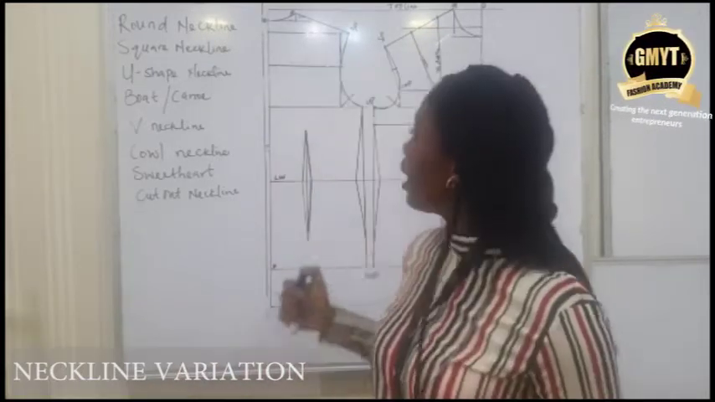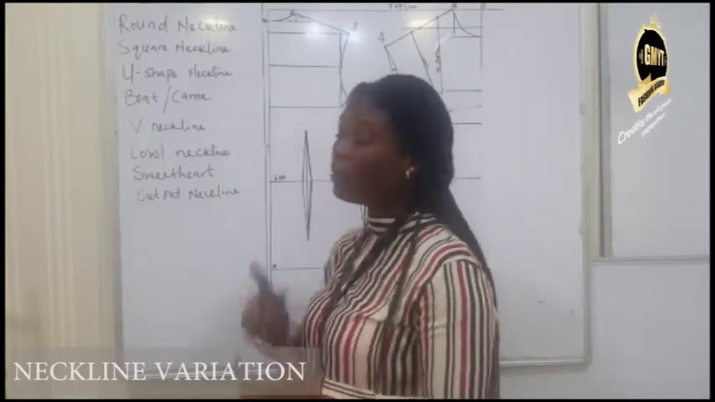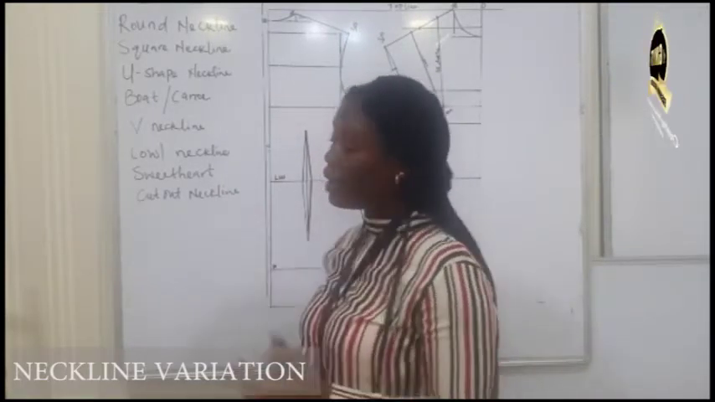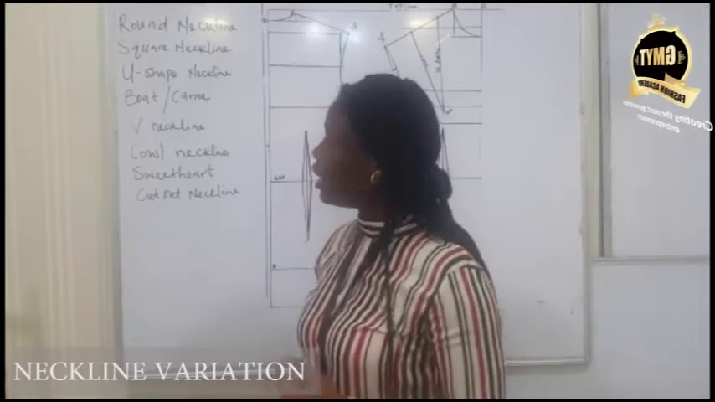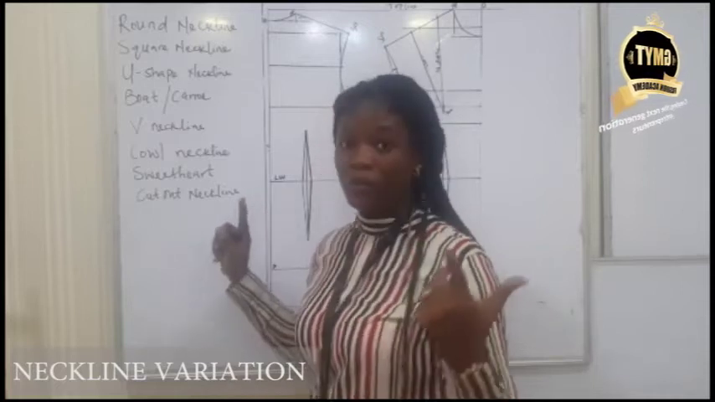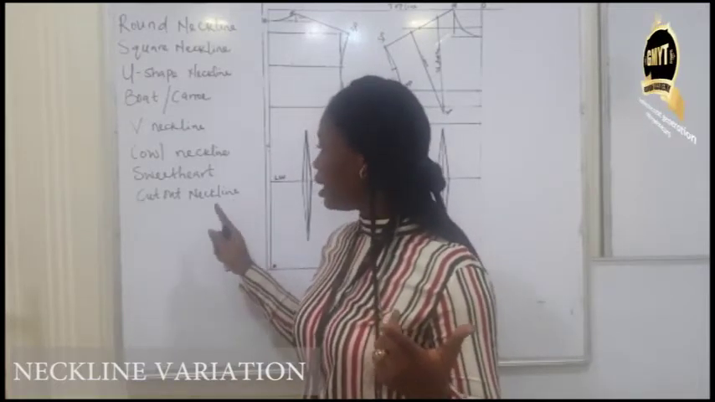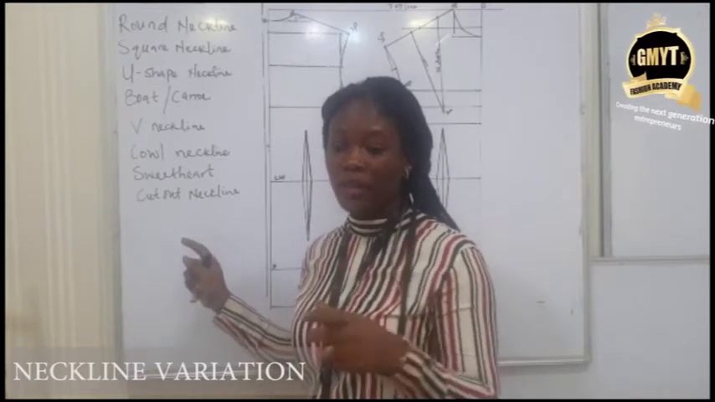Now, I listed some variations on the board. We have the round neck, the square neck, the U-shaped neckline, the boat or canoe neckline, which is the same thing. Then we have the V neckline, the cowl neckline, the sweetheart neckline, and your cutout neckline. Everything is in the textbook.